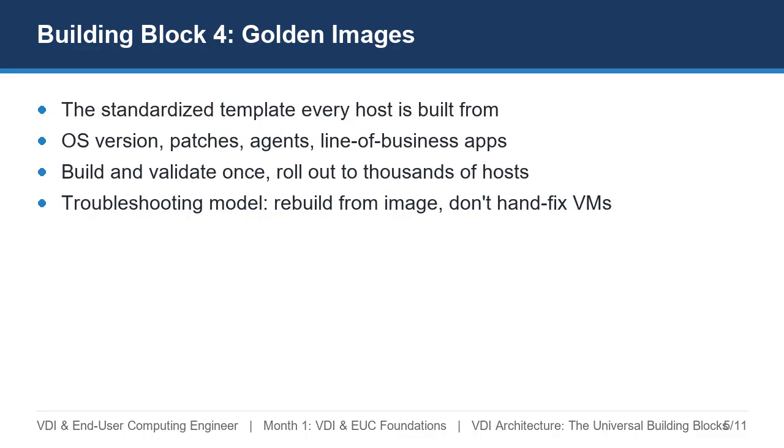A golden image is the standardized template, operating system, patches, agents, and applications that every session host in a pool is built from. Instead of hand configuring 1,000 virtual machines, you build and validate one image and roll it out everywhere. This is what makes fleets of identical, disposable hosts practical. When something breaks, you rebuild the host from a known good image rather than troubleshooting it by hand. We go deep on image management tooling in Module 3.